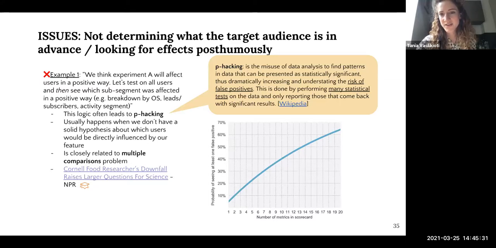And why it's dangerous is because the more comparisons you make... all of these tests are designed with the idea that you make one comparison. So when we say there's a 5% chance of a false positive, this is for one comparison. So when you have more comparisons, which could be the number of metrics you consider, the number of splits you make between your users, etc., the probability of detecting at least one false positive increases pretty fast. So you can see if you have like 10 metrics that you're comparing, there's a 40% chance that at least one of them is going to be falsely statistically significant.